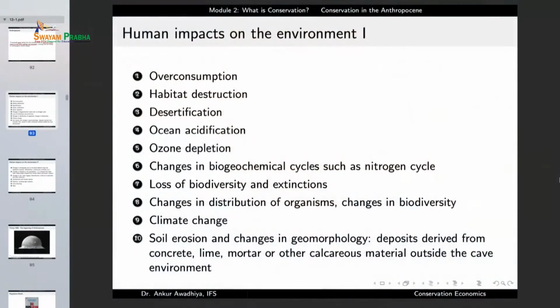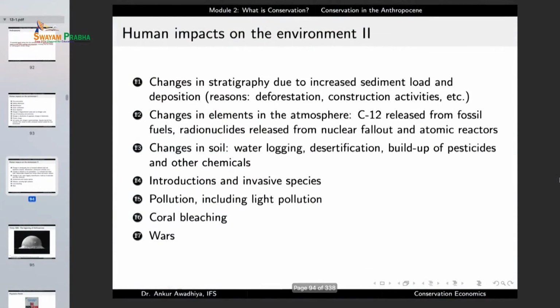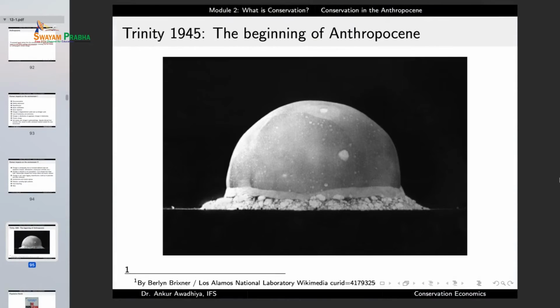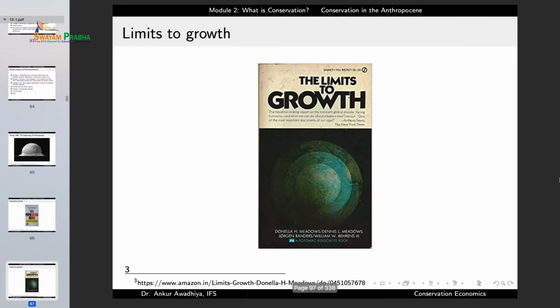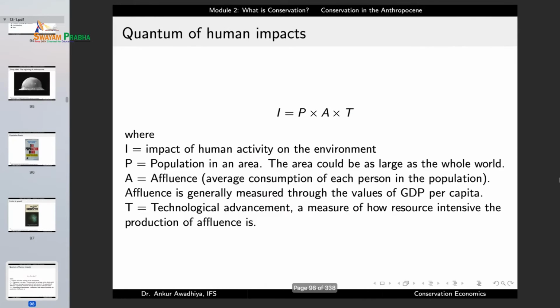So we need to look at these interactions. We just cannot make use of classical economics and say that we need to increase production by whatsoever means possible. So these are the human impacts. And we take the explosion of the atomic weapon as the beginning of the Anthropocene. And these days, there are large talks about the quantum of the human impacts. And we looked at this formula I = P × A × T.